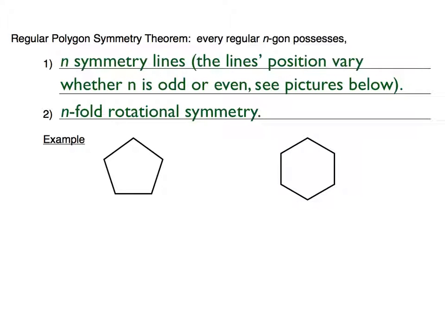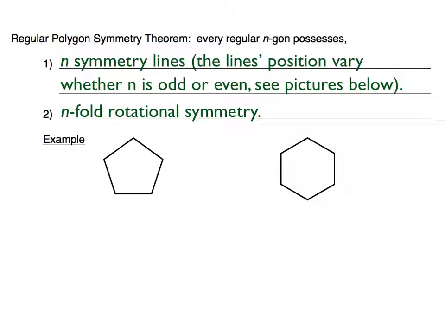So I can flip right over that and I get the exact same shape. Okay, and we'll have n of those. Those positions are actually going to change depending on if n is an even number or an odd number. We'll talk about those below here in the example, but let's go ahead and talk about number 2 first.